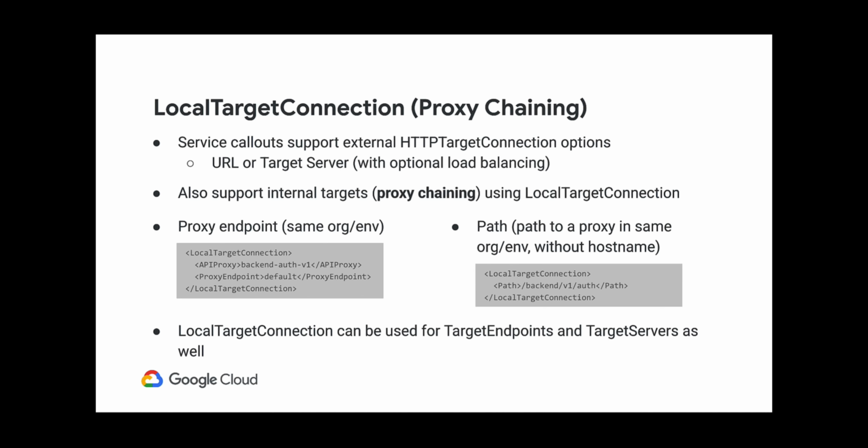Apigee also supports what's called proxy chaining using local target connection. What does this do? Well, it allows you to call other API proxies within the same organization and the same environment. And this can be super useful for reusing common logic encapsulated in different proxies. And the main thing to remember here is when you're using local target connection, the request stays entirely within Apigee, improving performance. So again, this is more having a composable architecture of different API proxies. You might want to do this for example, for reusability or encapsulation.